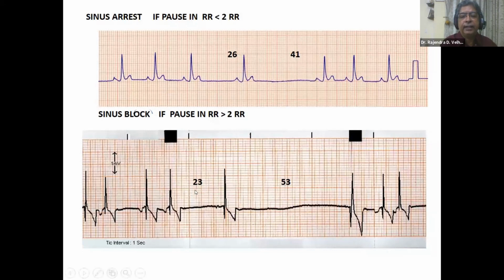Whereas here in this ECG, the RR interval is 23 blocks, and then after 53 blocks, the next complex has come. So 2 times 23 is 46, so it is more than 2 RR interval. Therefore, it is considered as sinus block. This only signifies the severity of the sinus pause. If it is less than 2 RR, it is considered as sinus arrest. If it is more than 2 RR, it is considered as sinus block or sinoatrial block.